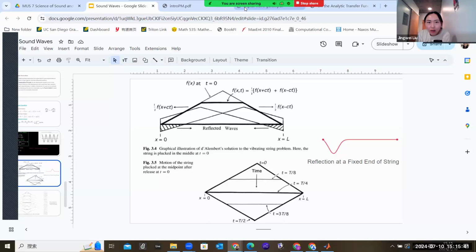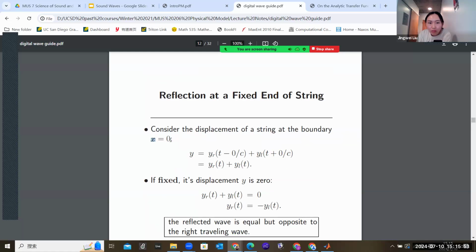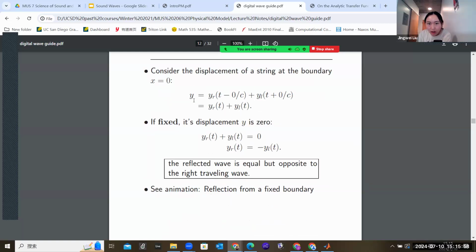So here is some physical expression of why it happens. Consider the displacement of a string at the boundary x equals 0. This is a fixed end, so at the fixed end, y always equals 0. So the right traveling wave plus the left traveling wave at x equals 0 must be 0. Therefore, these two waves add up to 0 at this position, so the right traveling wave equals the negative of the left traveling wave.